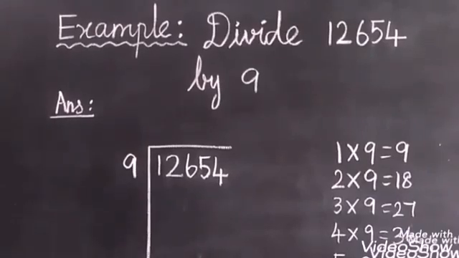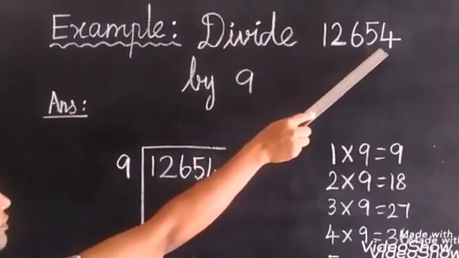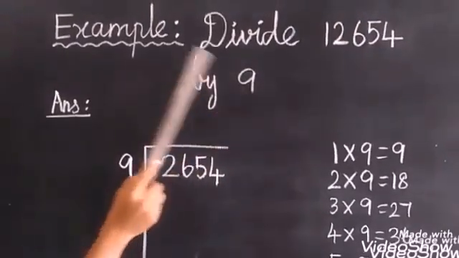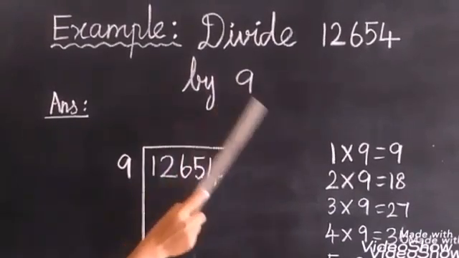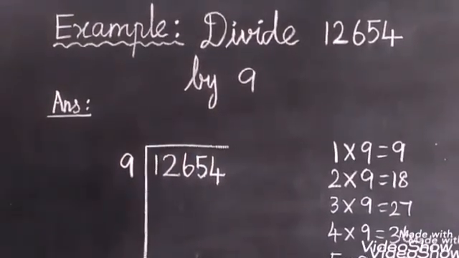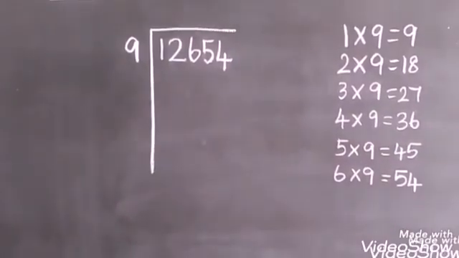See another example. Divide 12,654 by the 9 table. Here the divisor is 9. So by the 9 table we have to divide. Compulsorily you have to write the 9 table for a division sum.